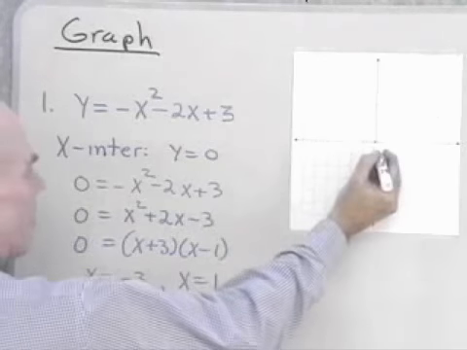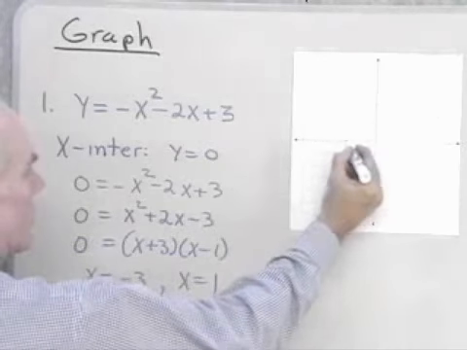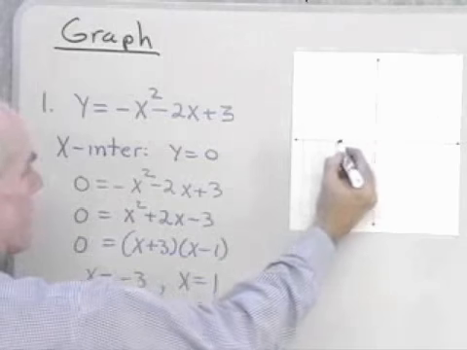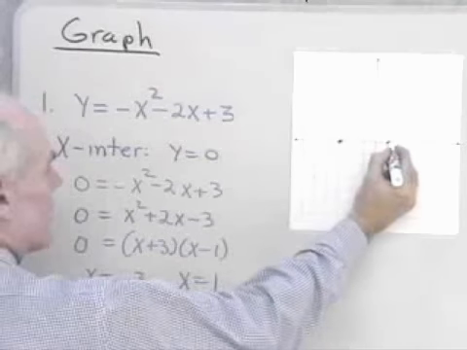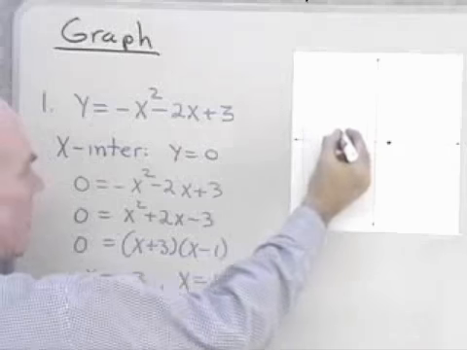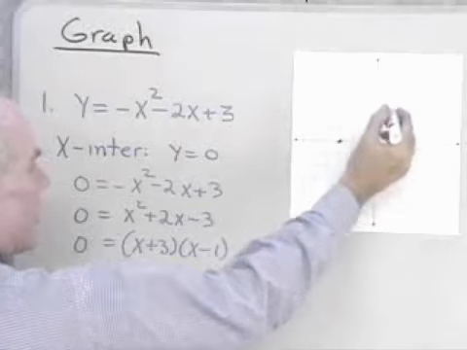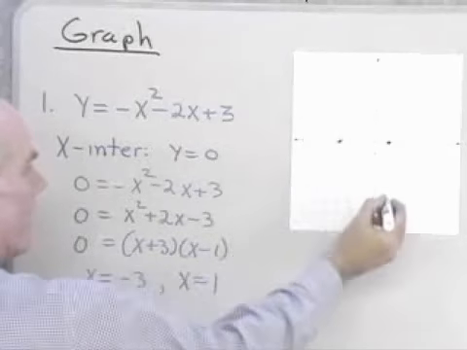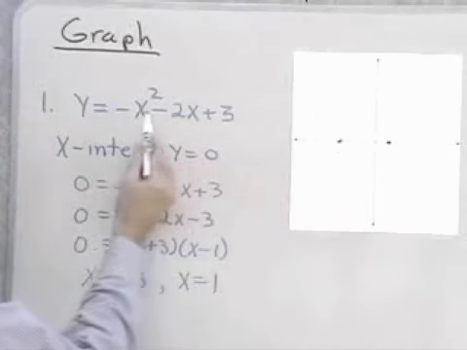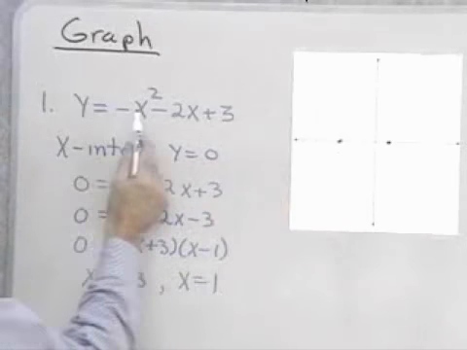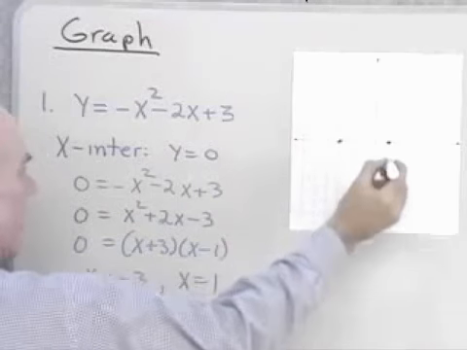So on my graph, I'll go to x equals negative 3, y equals 0, and then x equals 1, y equals 0. Now, this is going to be a parabola that will come down and go back up, or it will come up and go back down. If you've done the reading in the book, you know that when this coefficient is negative, we have a parabola that opens down like this.